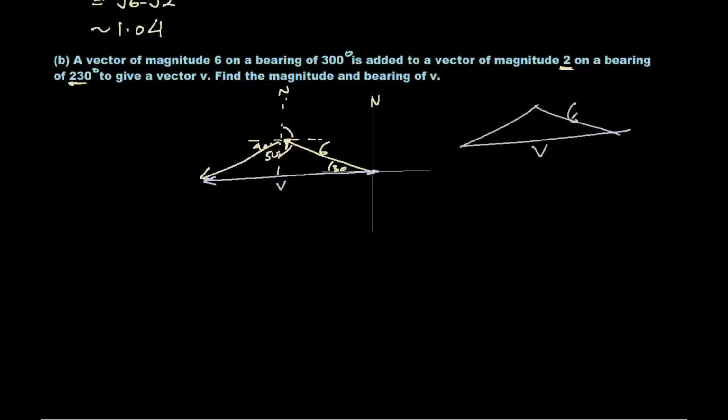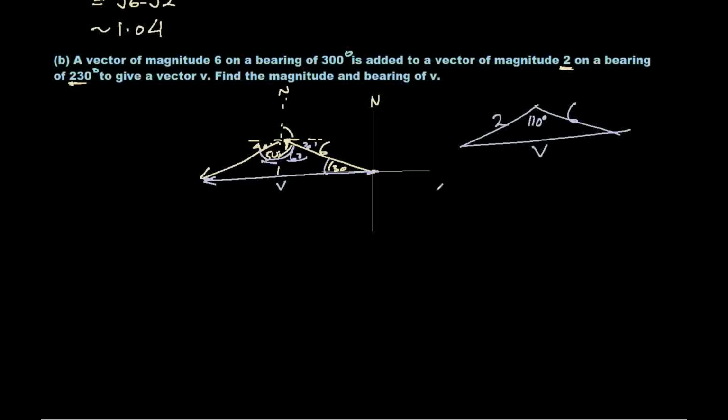This is v, this is 6, this is 2, and the angle here is 50, and this one is how much? Okay, this is 30, so that means this is 60. So 50 plus 60 will be 110, the angle between them. And we can find the magnitude now.